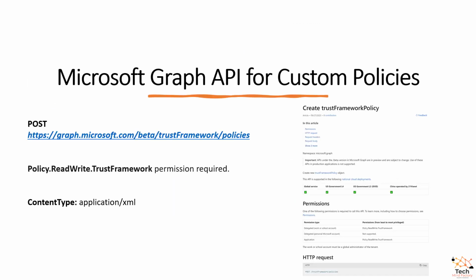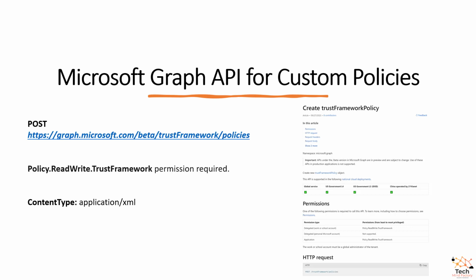Perfect. So let's dive into Microsoft Graph API here for custom policies. To deploy custom policies, you can use Microsoft Graph API. There is a dedicated endpoint here, the POST endpoint, which you can use to deploy custom policies. It's in beta at the moment of recording this video. I don't know when it will be officially supported, but I can assure you that this endpoint works as expected. And I use it for production deployments. I've never seen any problems with this beta endpoint.